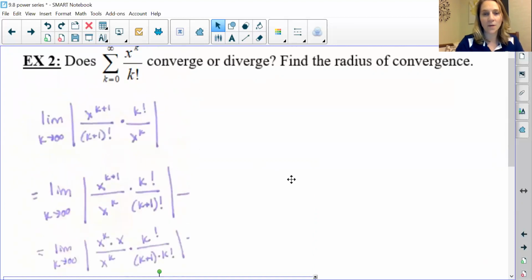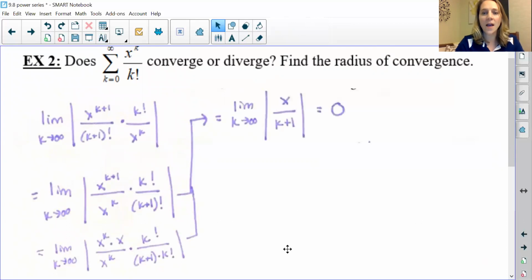I'm going to move up here a little bit. All right, so then that is going to be the limit as k approaches infinity of the absolute value of x over k plus 1. And so what is this going to be? Well, when we think about k approaching infinity, we're going to get infinity on the bottom. So as we're bottom heavy here, we're going to get 0. So the limit is 0.